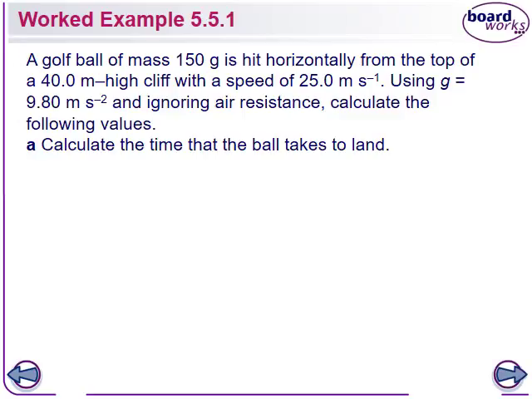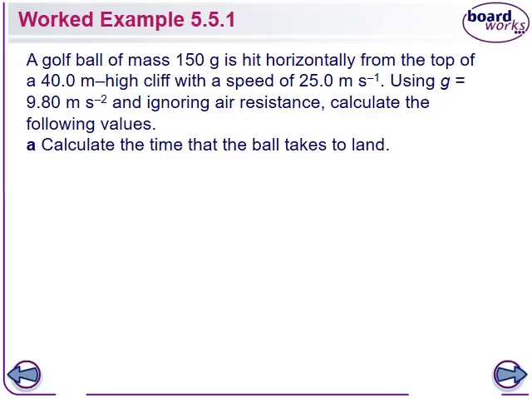A golf ball of mass 150 grams is hit horizontally from the top of a 40-metre high cliff with a speed of 25 metres per second. Using g equals 9.8 metres per second squared and ignoring air resistance, calculate the following values. So first thing we need to do is calculate the time that the ball takes to land.